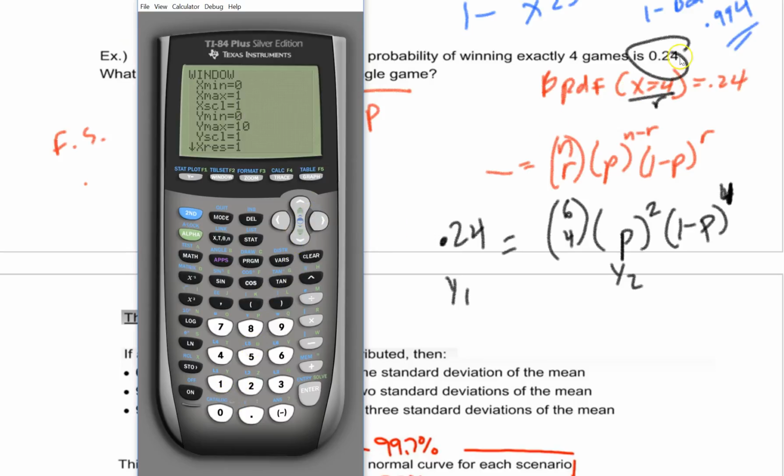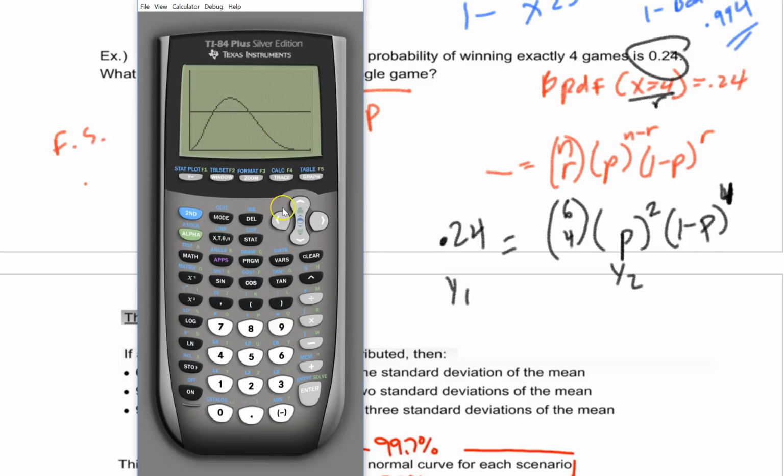Well, I want to see where it crosses at 0.24. So my Y max could be anything around there. You can put 0.24 if you want, but you want to give it a little leeway. So I'm gonna go 0.5. Also could have just done 1. Hit graph, and then I see where it crosses.